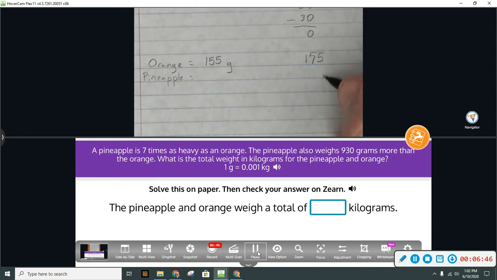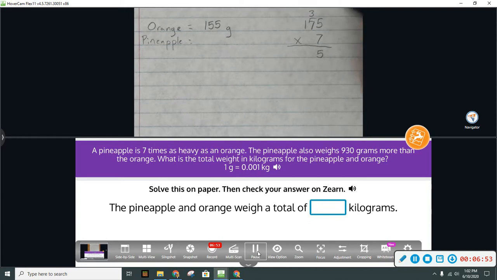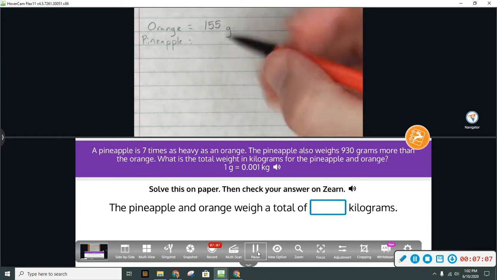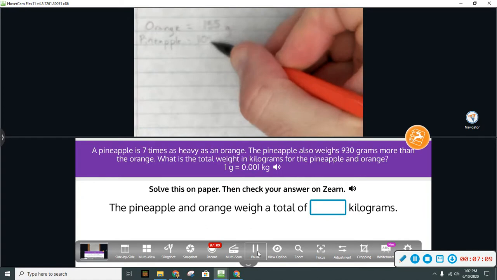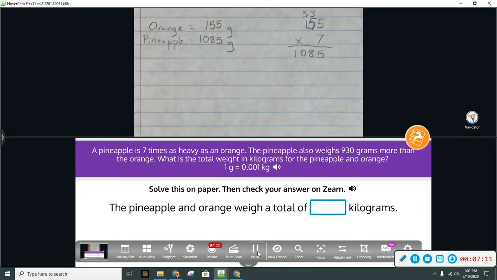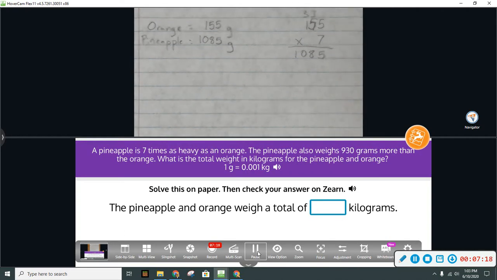I want to practice a little bit of multiplication, so 7 times 5 is 35, carry the 3. There we go. 7 times my goofy-looking 5 is 35 again, plus 3 is 38. 7 times 1 is 7, 8, 9, 10, 1085. Okay, so 1085 grams for the pineapple. Again, it tells us in the beginning a pineapple is 7 times as heavy as the orange, so 7 times the weight of the orange.